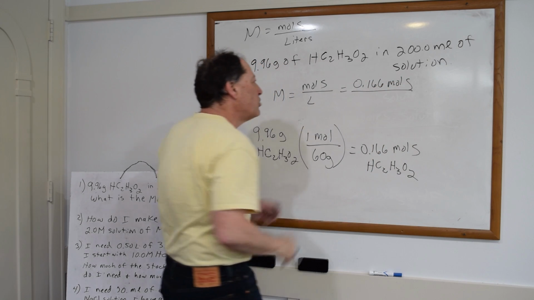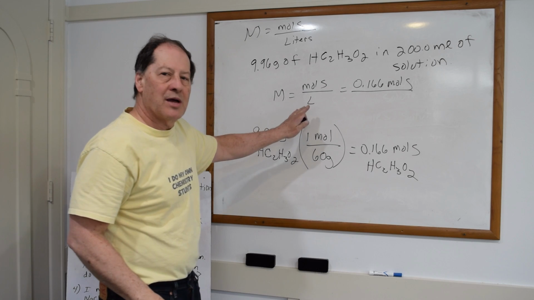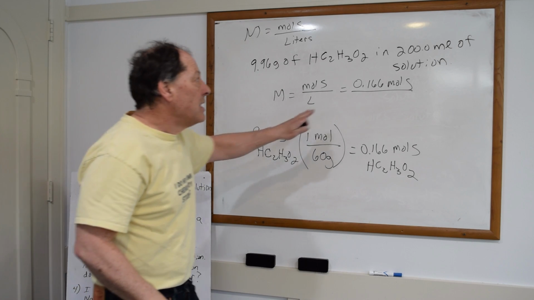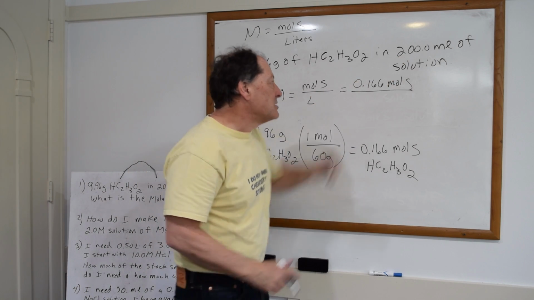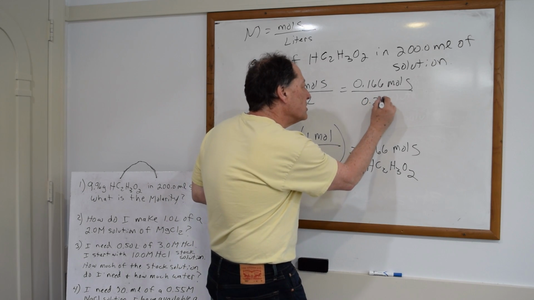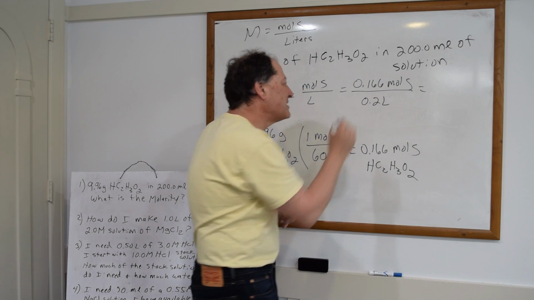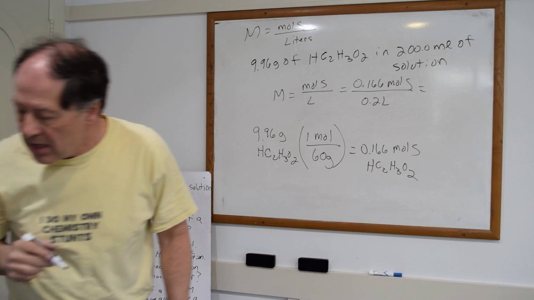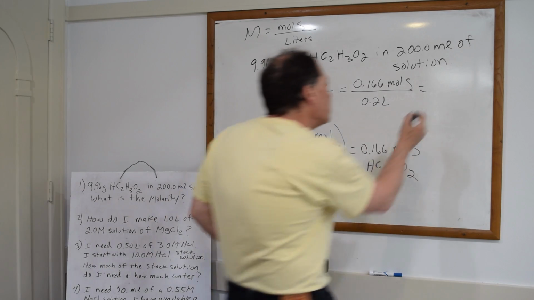And then I have to make sure I put these 200 milliliters in liters. So how do I go from milliliters to liters? Remember, I got to divide by 1,000, so that would be 0.2 liters. So if I take 0.166 divided by 0.2, I should get about 0.830.